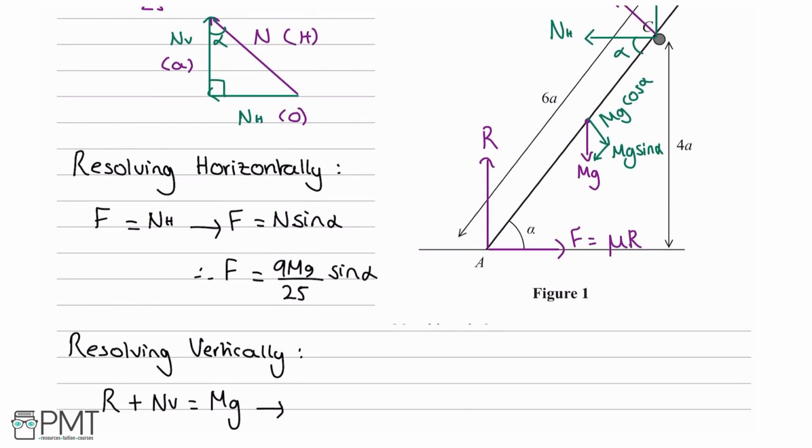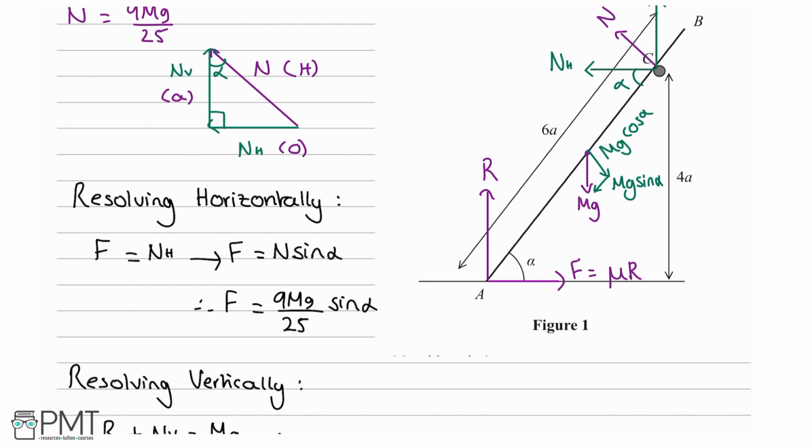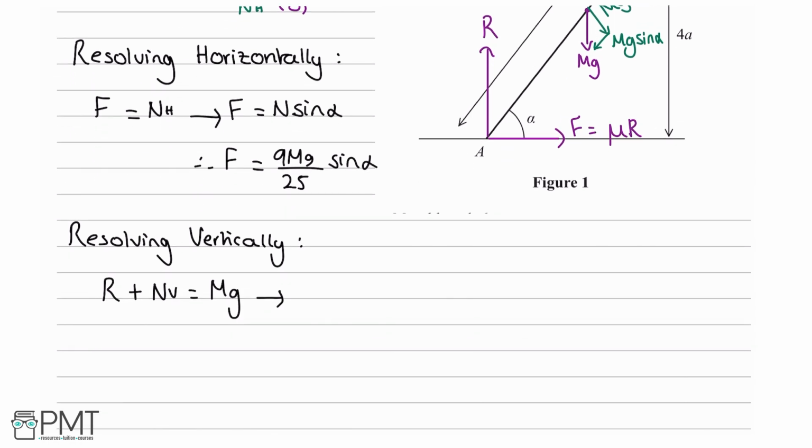So NV is the adjacent side to our angle, and what that means is NV will be our hypotenuse times the cosine of alpha. So here we have R plus N cosine alpha equals mg. And N, as we know already, is 9 mg over 25. So this means that R plus 9 mg over 25 cosine alpha equals mg. Like that. Excellent. We now have our horizontal and our vertical components of our forces resolved.